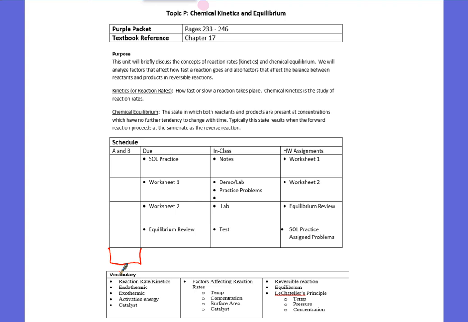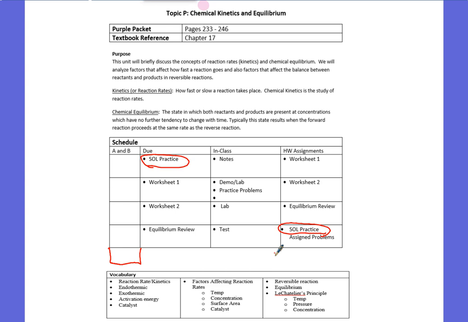You'll also notice that the schedule says things like SOL practice. That is not the case anymore. We're not going to be doing lots of random SOL practice because we were just discussing how the requirements have changed and almost no one is taking the SOL except for the few privileged.